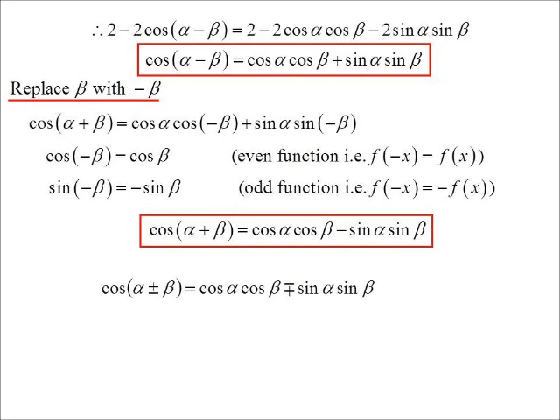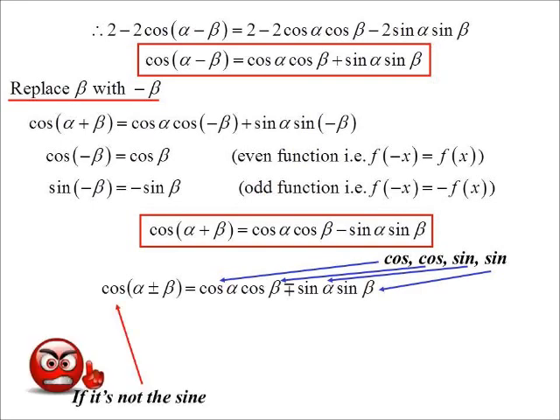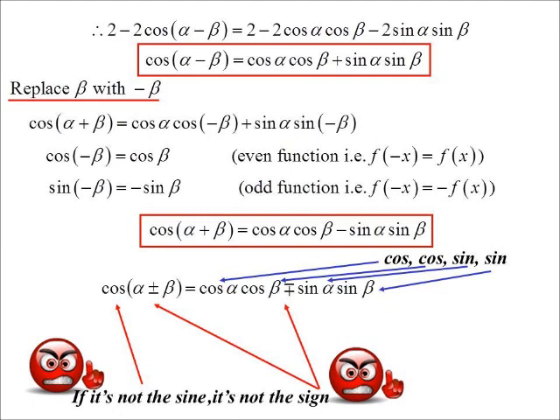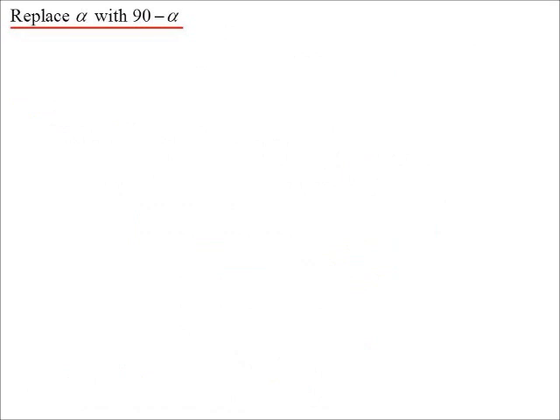So the way we can think of it is like this. It's cos, cos, sine, sine. Cos, cos, sine, sine. Easy, cos, sine, sine. But if it's not the sine, which it's not because it's cosine, so it's not the sine, then it's not the sine. See? So plus becomes a minus, minus becomes plus. So cos, sine, sine. If it's not sine, it's not the sine. There's your formula. Beautiful.